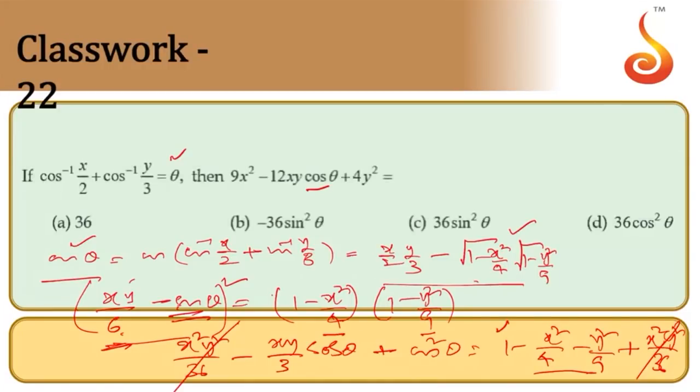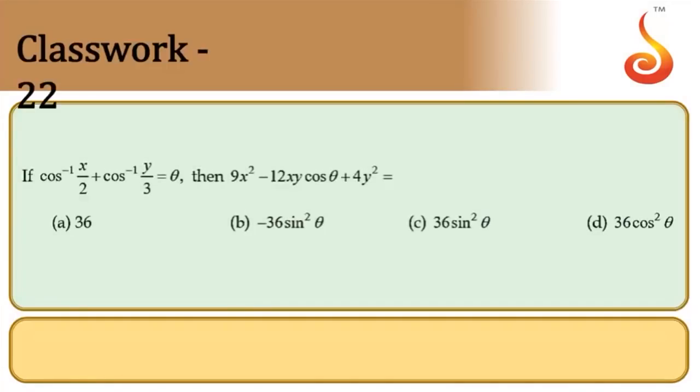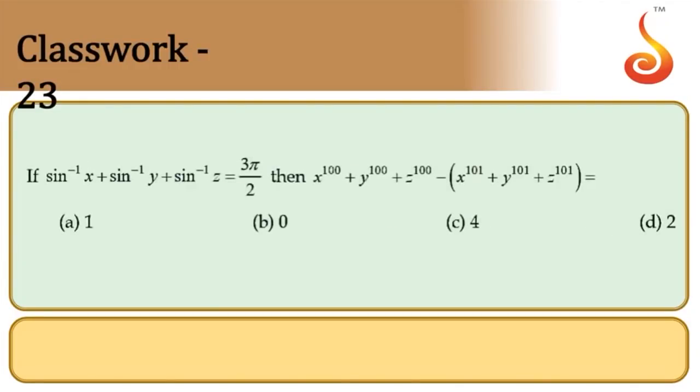xy by 3 cos theta is equal to 1 minus cos square theta. So 1 minus cos square theta is nothing but sin square theta. And when you take the LCM, 4 into 9, 36 will come. So we'll be getting the answer as 36 sin square theta.